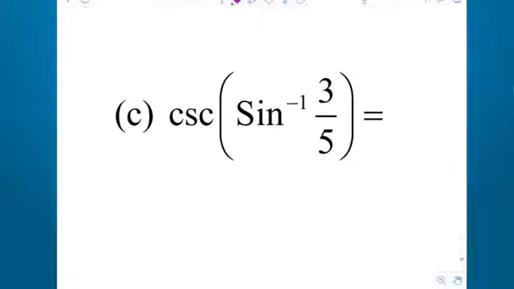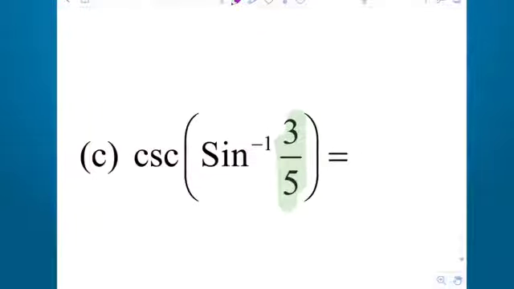So this is composition. Are cosecant and inverse sine inverses of each other? No, so it's not just going to do itself. The inverse sine of 3/5 is going to give us some angle theta in the PVR, but theta is not our final product. We want to turn around and take the cosecant of that theta. So this is kind of like a two-step problem.